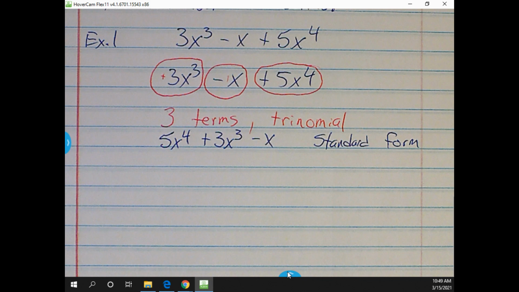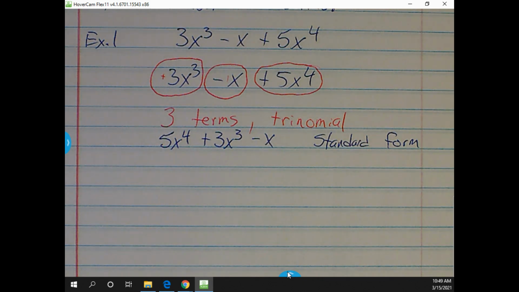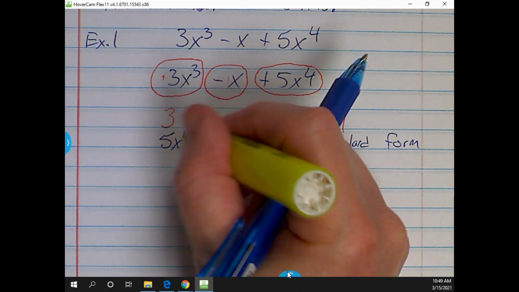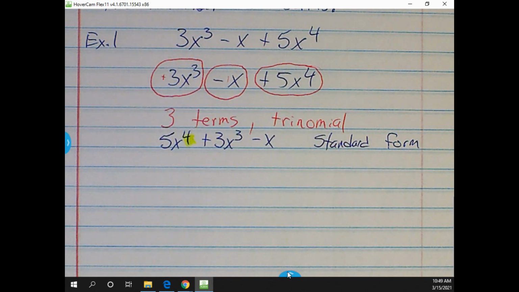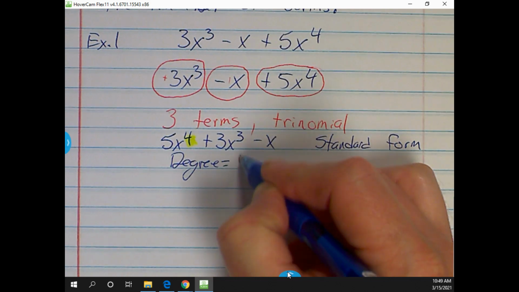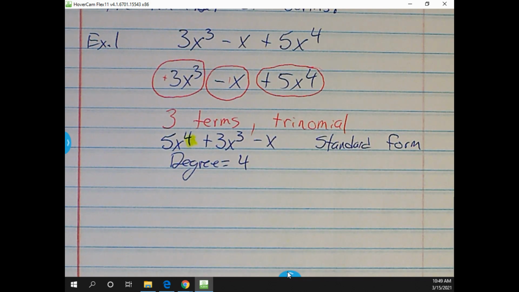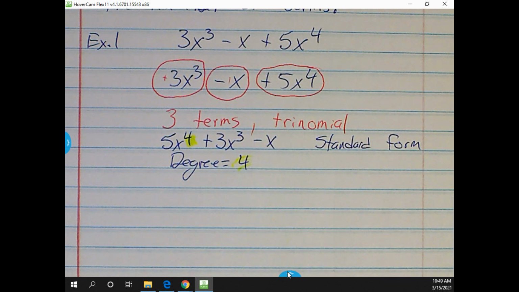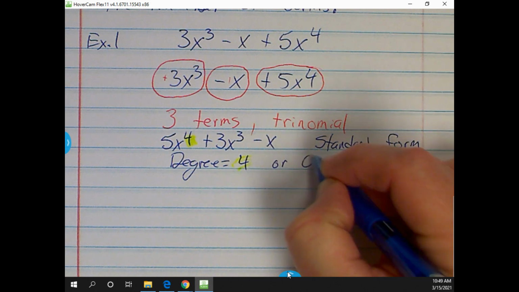Okay, and again, the big reason they have you put that in standard form is that once you do that and you've got your highest power of x here, you know what your degree is going to be. So the degree is going to equal 4. Whatever your highest power of x is, that's what your degree is going to be. Now, again, they may leave it as degree like that, or they may make you say that it's going to be quartic.